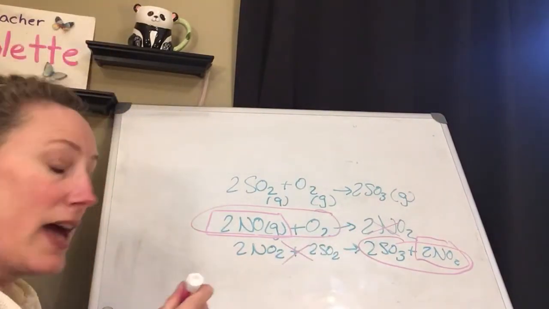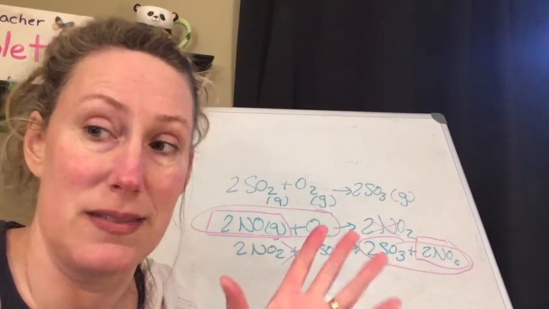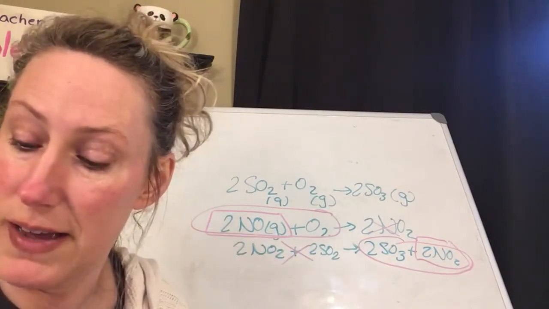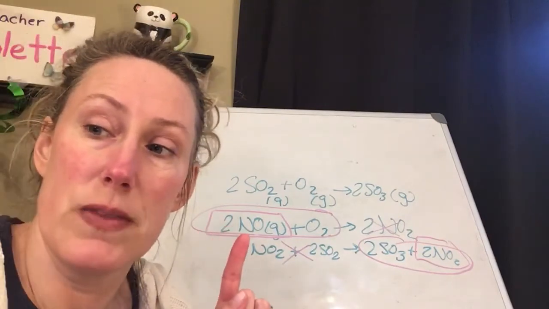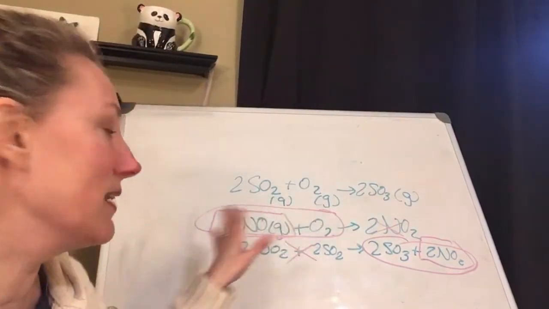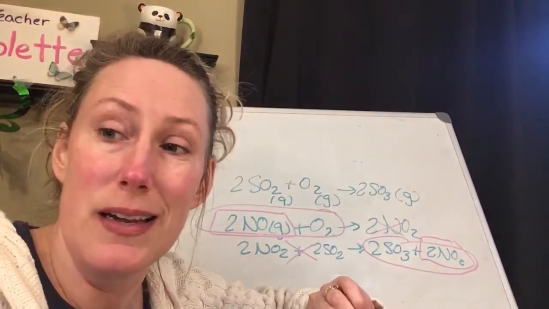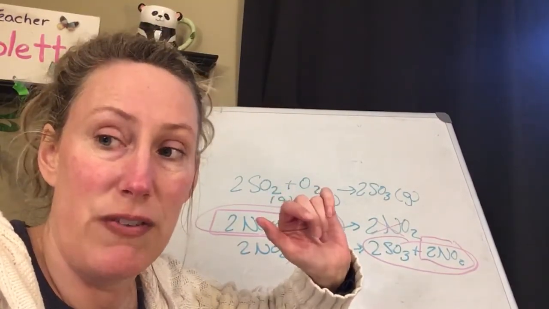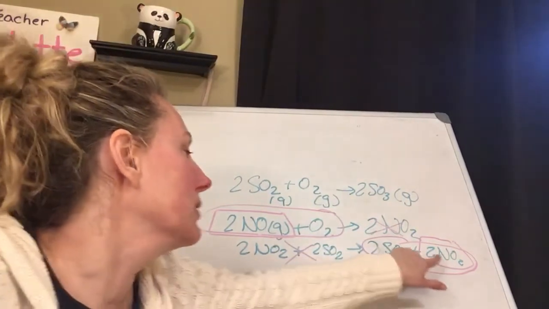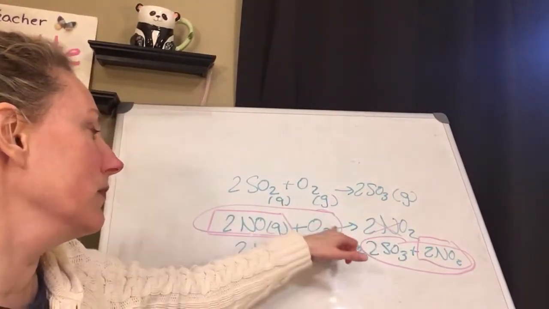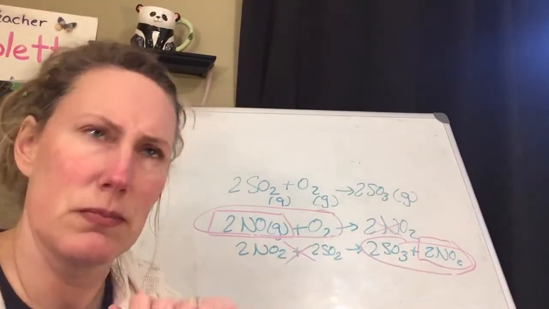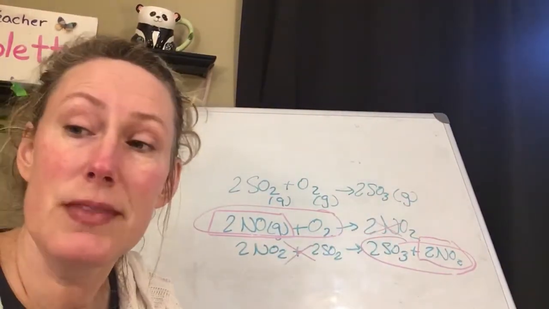So a heterogeneous catalyst gives you a place to hang out and reduces the activation energy and makes your reaction go faster. A homogeneous catalyst is the same phase. They're all gases, but it adds an extra step into the equation, but it makes it go faster. And you can tell which one it is because it will be in the beginning part of your equation and the ending part of your equation, and it won't have changed.